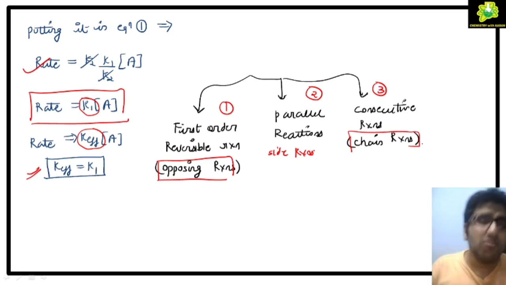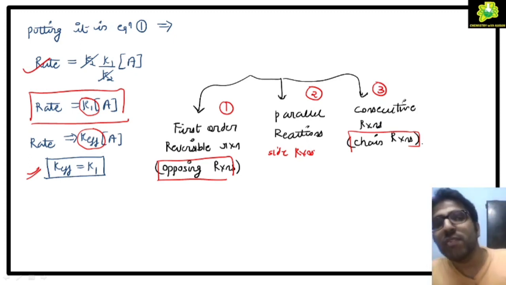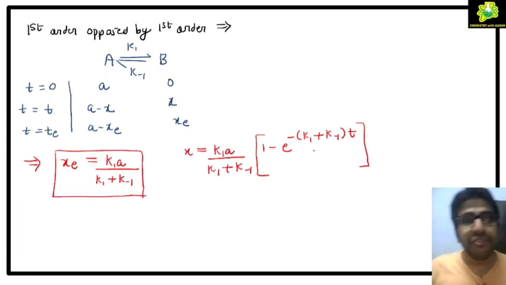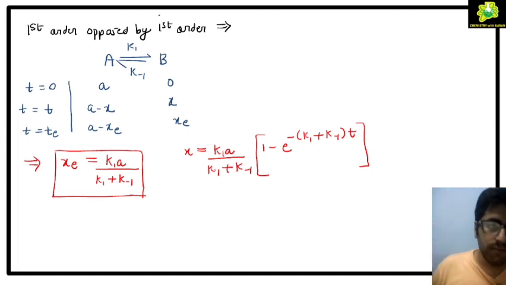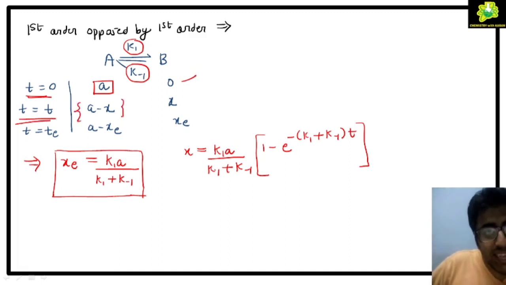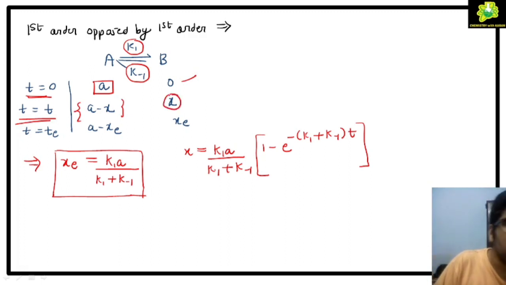I know this can be boring for you, but you have to remember. You can just repeat it along with me and later on study and write it down and study from your notes. Okay. First order opposed by first order. A is giving B. The rate constant of the forward reaction is K1 and the rate constant for the backward reaction is K minus 1. At T equal to 0, the concentration is A initial for the reactant and B has not been formed, it is 0. At T equal to T, at any instant of time, A minus X and X, because X moles got consumed.